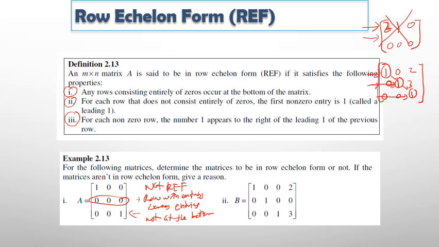Okay, let us see. On the left, row 1, yes, there's a leading 1 here. For row 2, yes, leading 1 here. For row 3, yes, we see the number 1 first, the non-zero number. And then for property number 3, for each non-zero row, the leading 1 appears to the right. So the first leading 1 here, and then the leading 1 in the second row appears to the right of the one in the first row. The same thing here. So this is REF. That's it. Very simple.